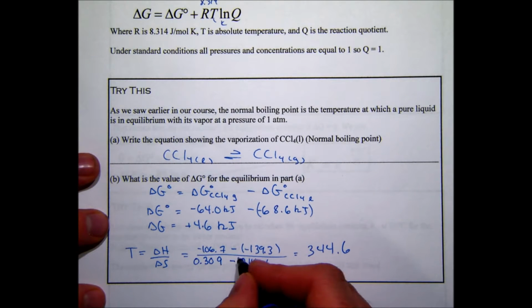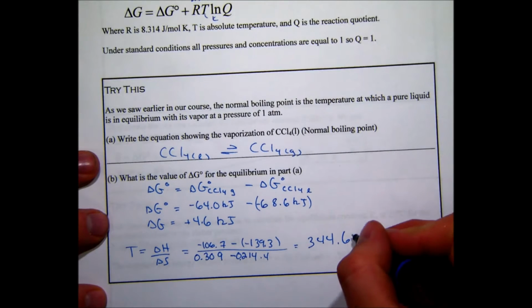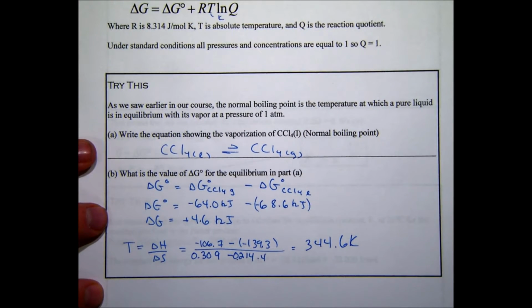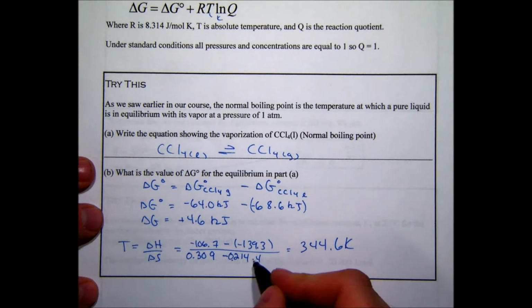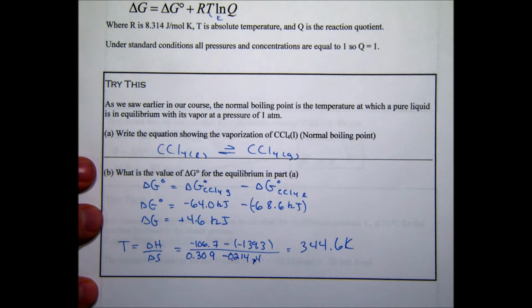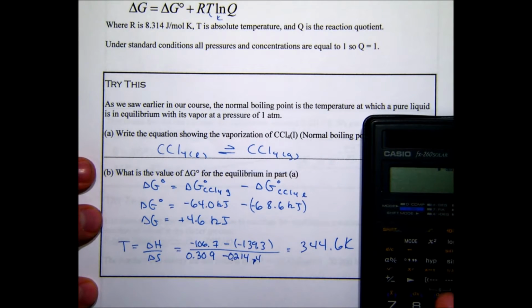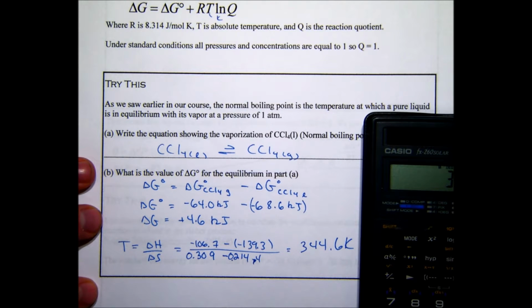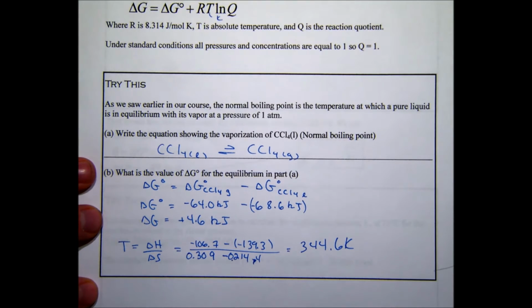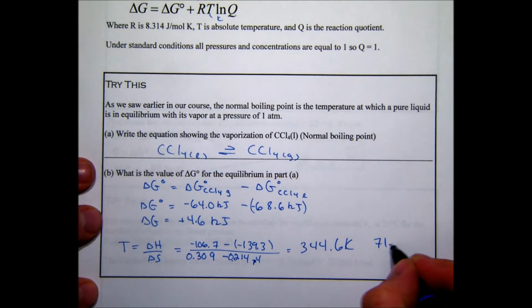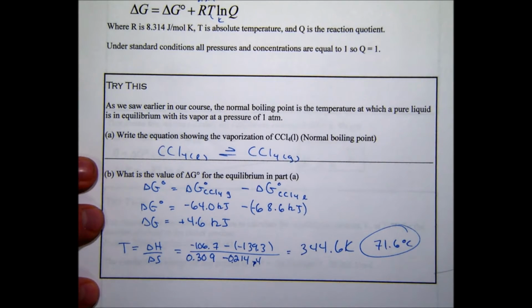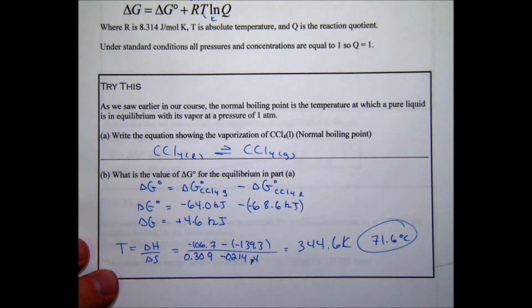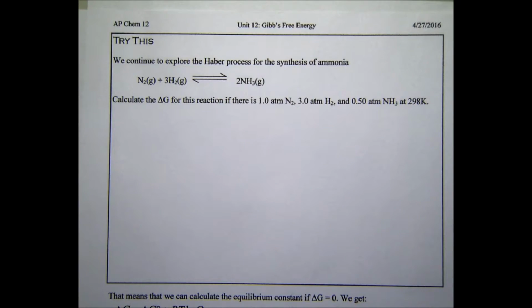So these should be 0.309 take away 0.214, sorry. And 344.6 take away 273 is a boiling temperature of 71.6 degrees Celsius, which is the boiling point. It's a very, very useful calculation to be able to do.